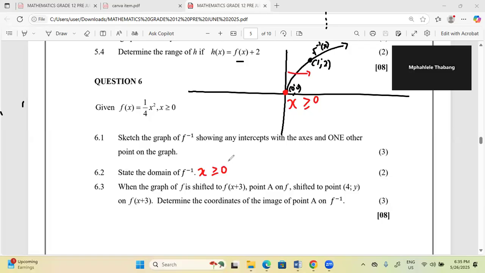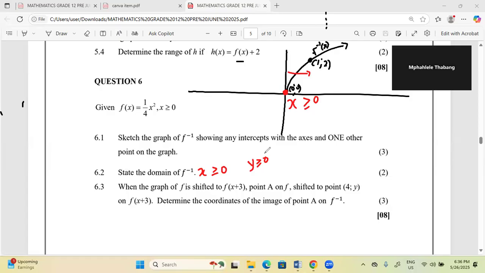This is the domain of the inverse because your inverse is always on the right side of the y-axis, which tells us that all values of x are positive. We don't have any negative value of x from this function of the inverse. If they had asked you about the range, you were going to say y is greater than or equal to 0, because I don't see negative values of y from the function of the inverse, since the function is also above the x-axis.